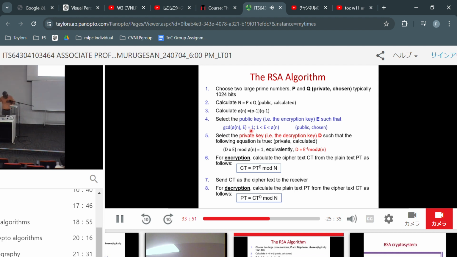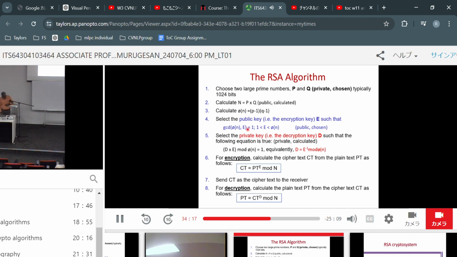So you will know what we do with GCD and all that. We have to satisfy this condition: GCD of E and phi of n, where phi of n is determined here. We have to choose the value of E, the encryption key, such that this formula is satisfied. And E is again public. The encryption key is public.